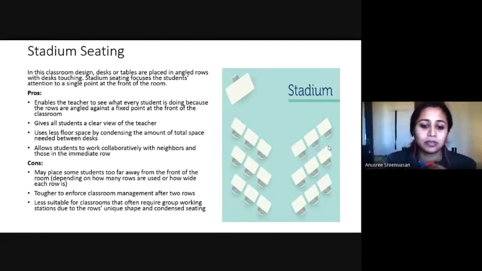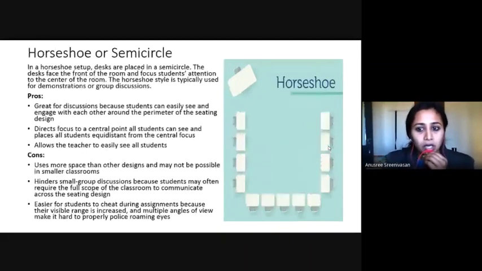Another arrangement that you can follow is that of the horseshoe or semicircle, but this cannot be implemented in larger classrooms where you have a lot of students. Okay, so the pros of this horseshoe arrangement is that it is great for discussions because the students can easily see and engage with each other.